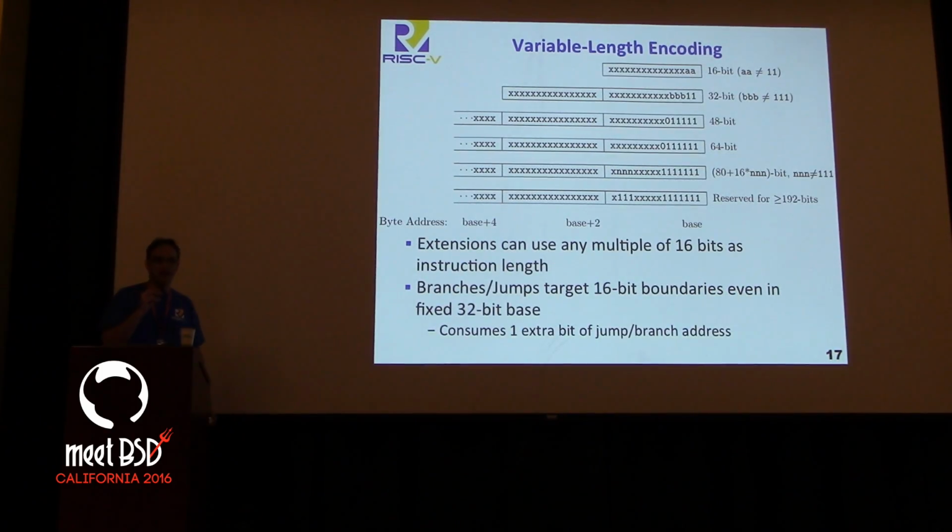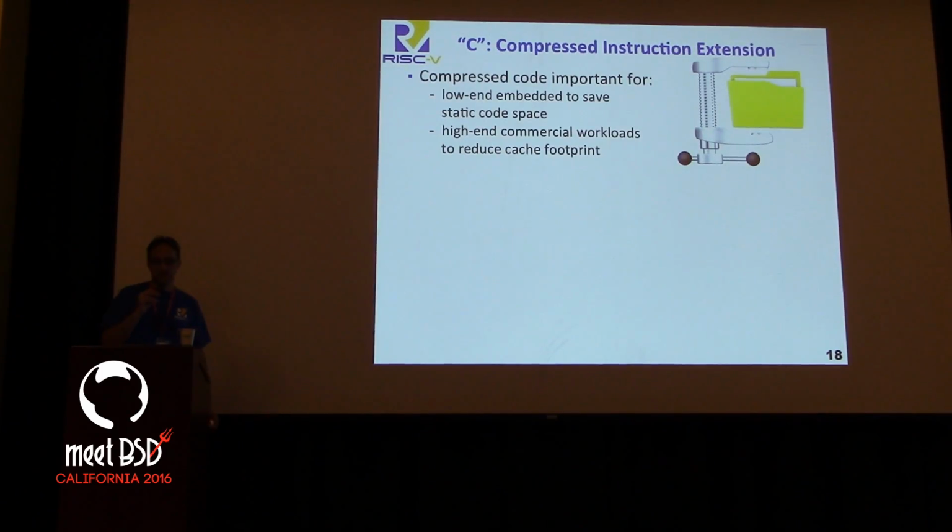So the variable length encoding: the base ISA is designed so that branches and jumps go to any 16-bit boundary. So the only real penalty, even though the base ISA is all 32 bits, fixed width, naturally aligned on 32 bits, is that all those 32-bit instructions have the bottom 2 bits being 1-1. If they're not 1-1, then it's a 16-bit instruction. The reason we did this was to support adding a compressed extension. So compressed instructions are 16 bits.